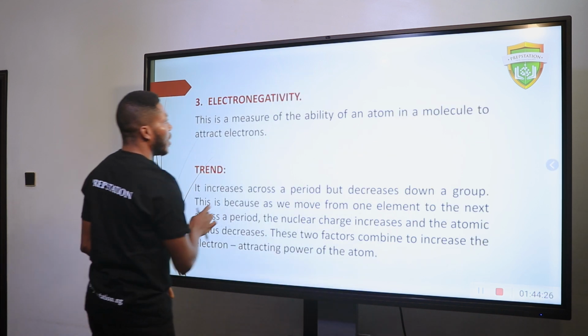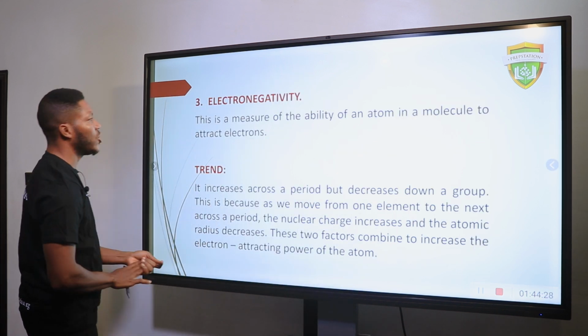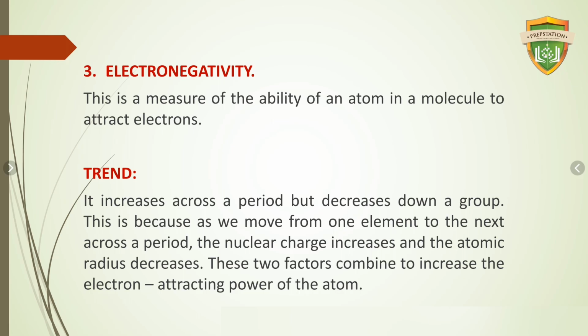All right, so the next one is called electronegativity. This one is simple. What does it mean? The ability of an atom to attract electrons is called electronegativity. It's the same trend, the same explanation. It increases across the period but decreases down the group.